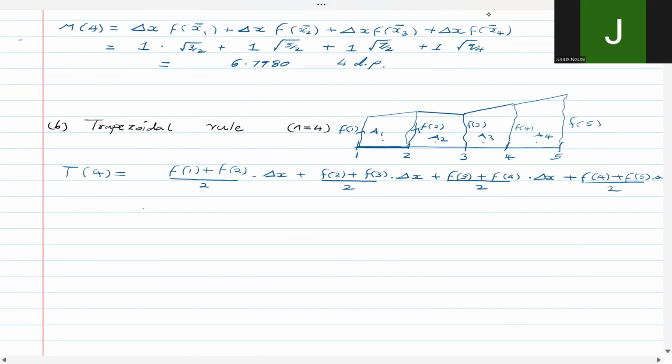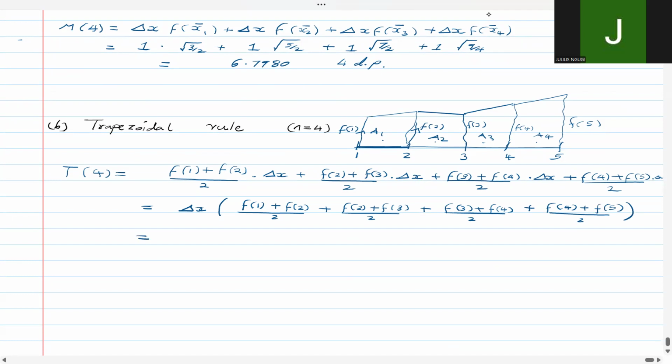Finally, if we were to factor out the spacing, we end up getting F at 1 plus F at 2 divided by 2, plus F at 2 plus F at 3 divided by 2, plus F at 3 plus F at 4 divided by 2. And the last one, F at 4 plus F at 5 divided by 2.